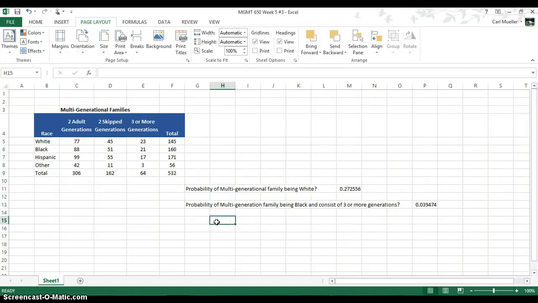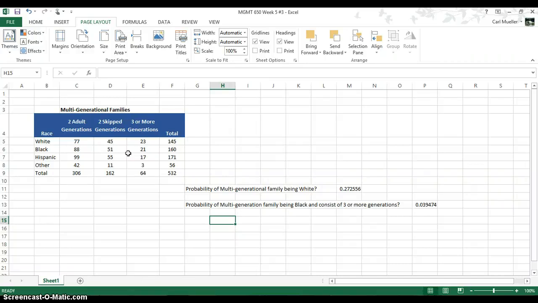Hey all, it's Carl, and this is week 5 in MyStatLab, problem number 3, and I wanted to go over multi-generational families. This table right here, this contingency table, looks like general survey data showing 2 adult generations, 2 skip generations, 3 or more generations, essentially various household components with families: parents and children, grandparents and their grandchildren, or all of the above. And then we have this broken down by race.